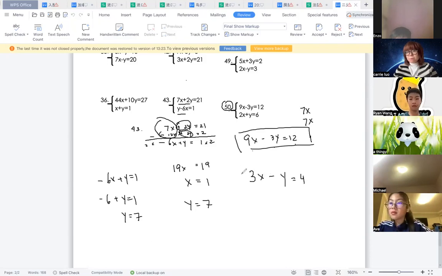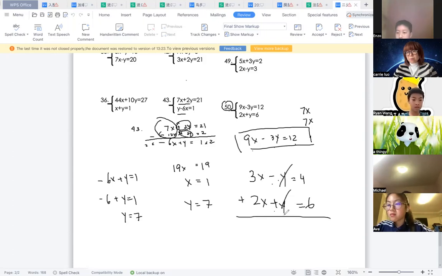Correct, everybody? Now we have another one: 2x plus y equals 6. I want you to remember this: when the signs are different, plus them. When the signs are the same, minus them. For this one, you plus them and eliminate y. Negative y plus positive y equals no y, and 3x plus 2x equals 5x equals 10. So x equals 2. Get it, everybody?